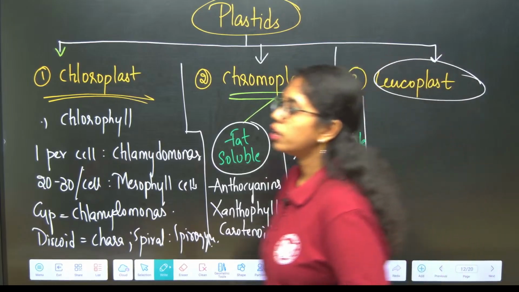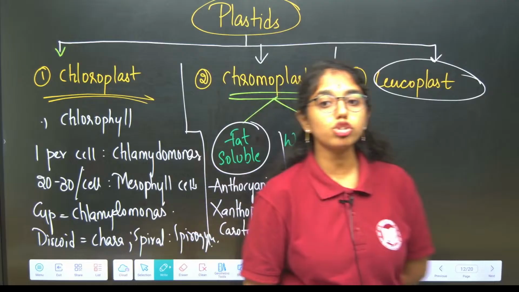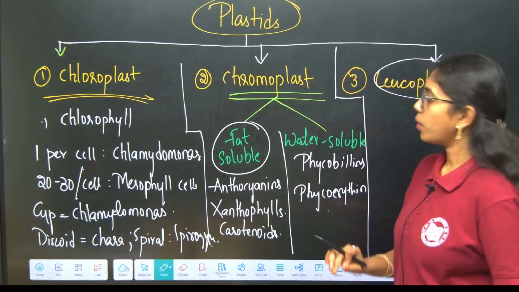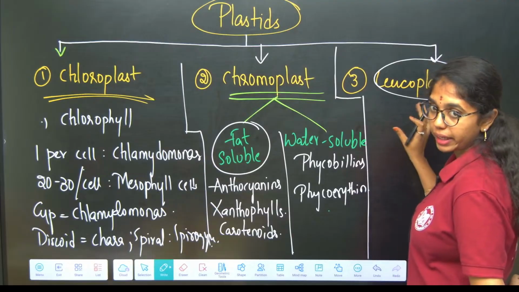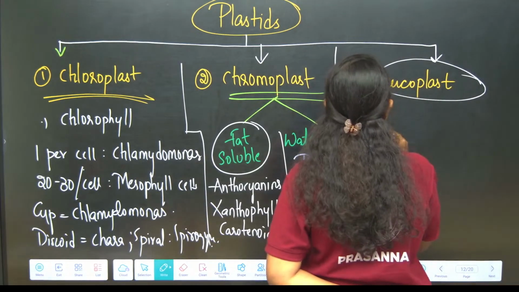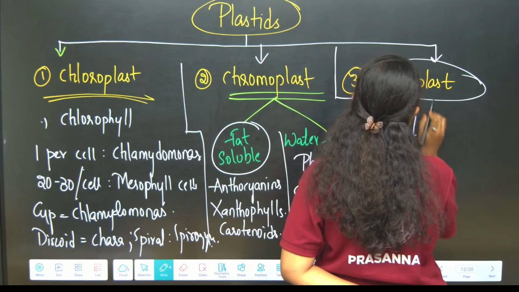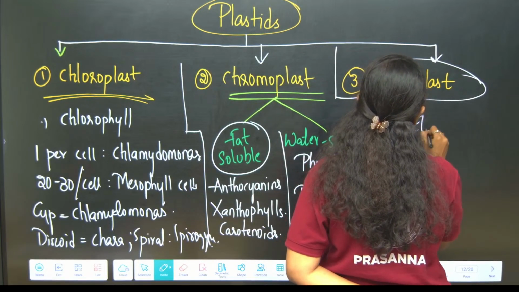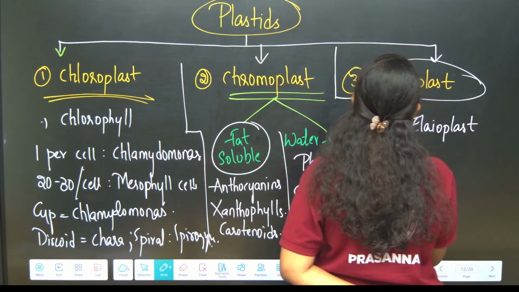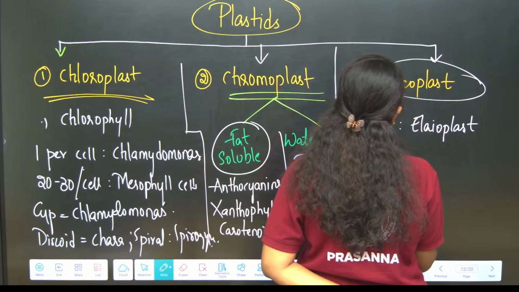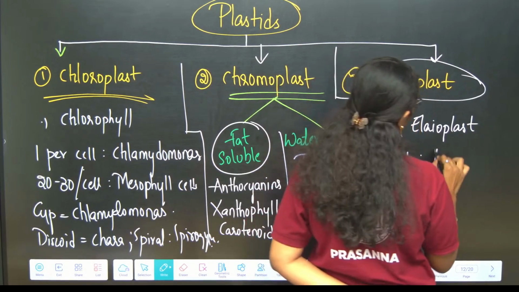Next is leucoplast. Leucoplasts are colorless storage plastids. These are colorless and they store food material. If they are storing oil, then it is called what? Elaioplast. If starch is stored, it is called what? Yes, amyloplast.